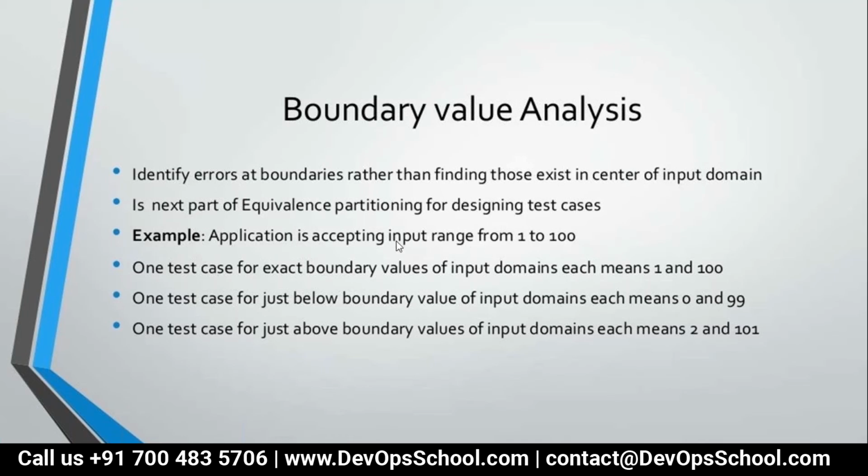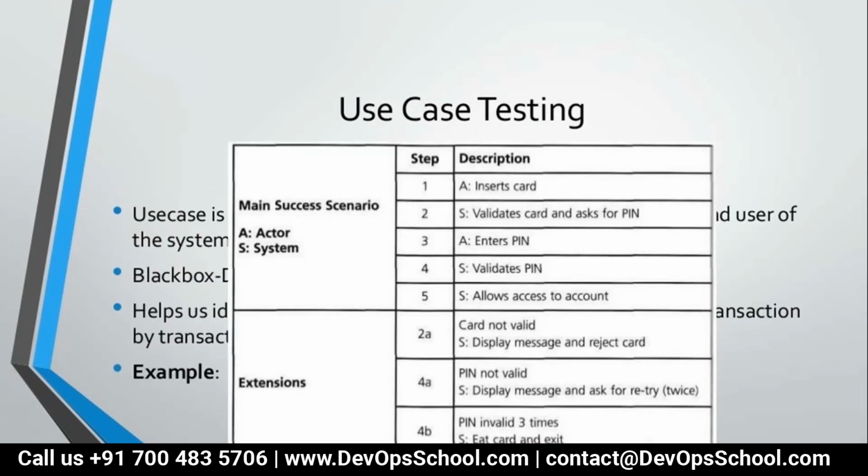If they mention the password input range is 8 to 12 digits, then it is two boundaries. And if they mention in the line that the password length is 8 digits, then we have only one. Now clear? These are very important: equivalence class partitioning and boundary value analysis. These are very important stuff. Clear? Next is use case testing.